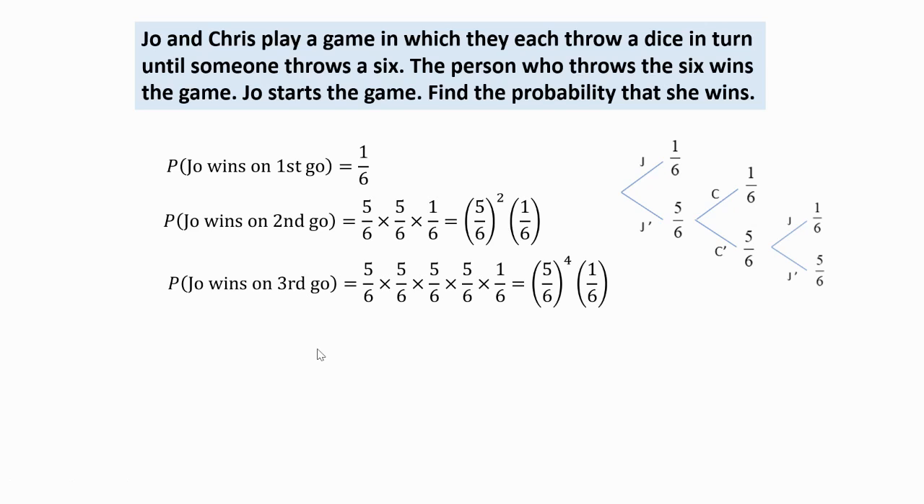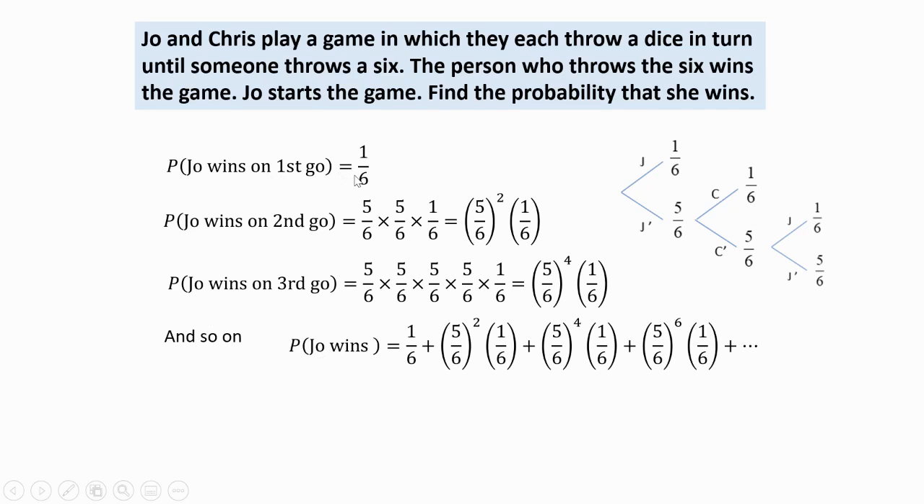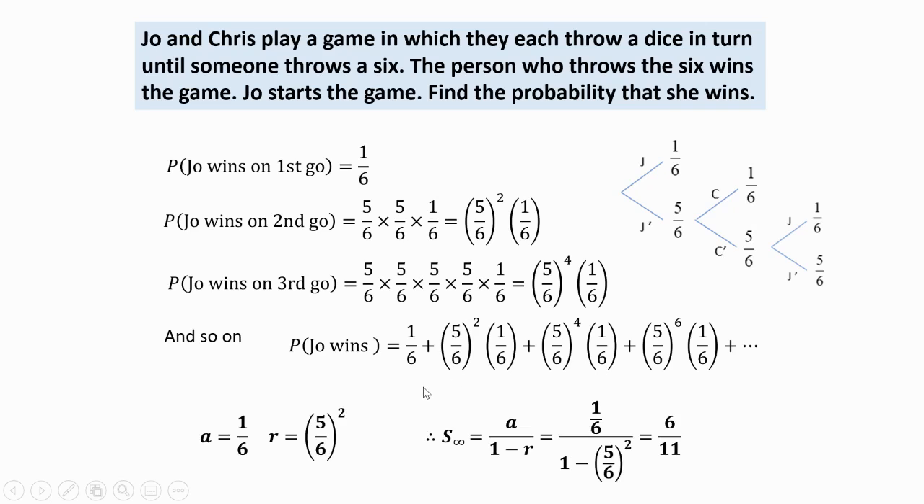And you think to yourself, okay, well, the probability that Joe wins is clearly either on the first go or on the second go or on the third go or on the fourth go. And you're looking and you're thinking, okay, well, when did she win? And if you look at this, you can see that this is a nice little geometric sequence. So in a way, we know that the A value is 1 over 6. R is actually 5 over 6. And we could look at the sum to infinity. And sum to infinity here would be 6 over 11.